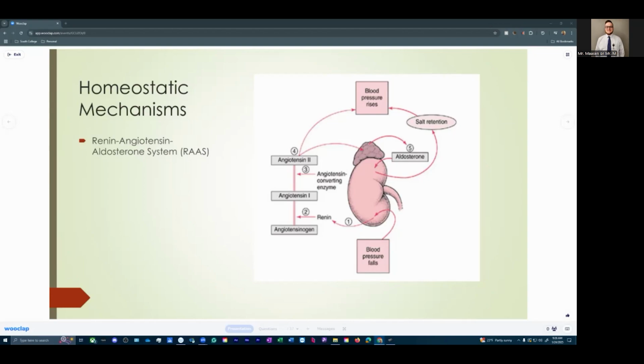Angiotensin 2 is going to target the adrenals to release aldosterone, causing salt retention, and blood pressure rises. Angiotensin 2 on its own can raise blood pressure. And so this is our mechanism of maintaining fluid status and maintaining blood pressure. Now, that number 3 component, the angiotensin converting enzyme, is in our lungs.